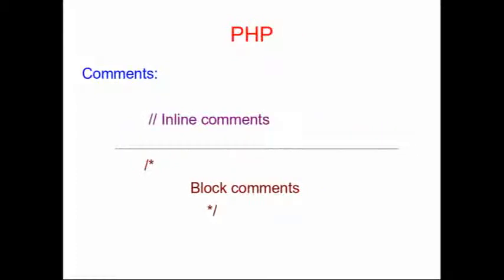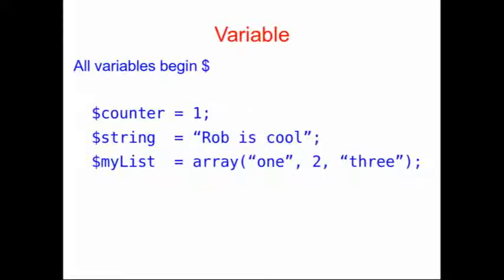You can add comments in PHP code. There's two different ways of doing it. You can add inline comments by using 2 slashes, or you can add block comments. And you can see that those are more in line with the C style of coding rather than the Perl style of coding. However, more like Perl, all of the variables in PHP begin with a $ sign.